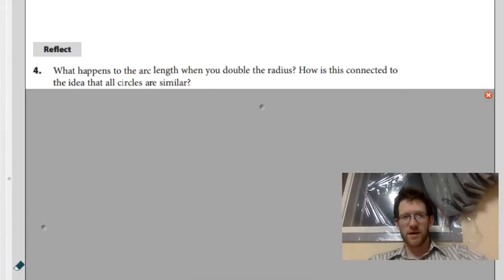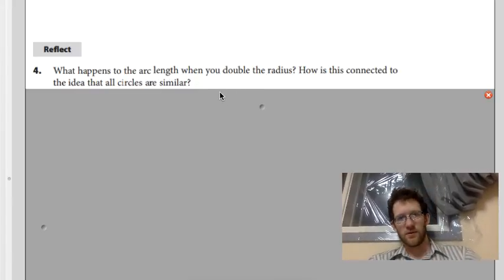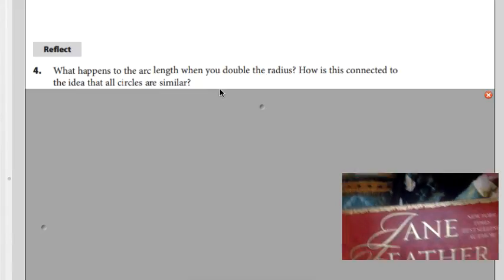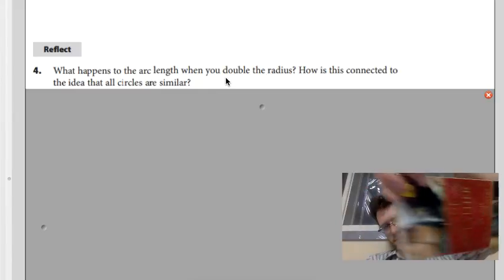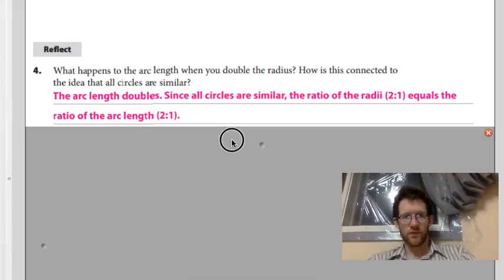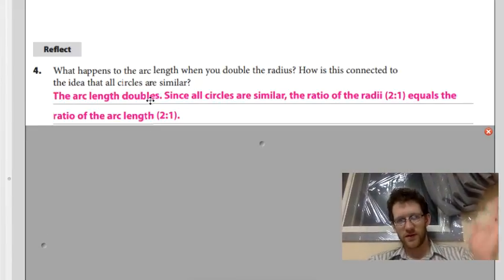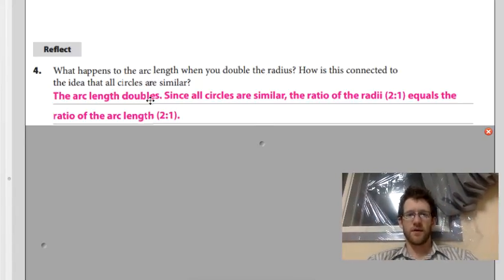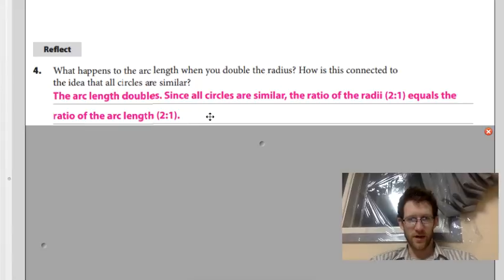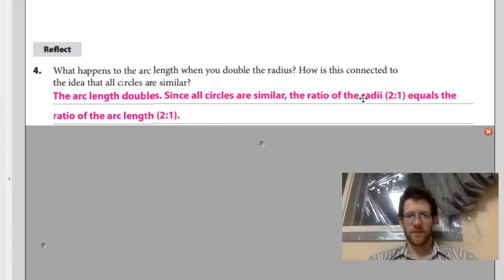But this is the type of question that I do think it is important to know. What happens to the arc length when you double the radius? So I'll let you think about that. What happens to the arc length when you double the radius? Well, the arc length doubles, right? Again, the idea being that the arcs are proportional to the radius. So if you double one, you double the other, that sort of thing. That's what I care about you knowing.